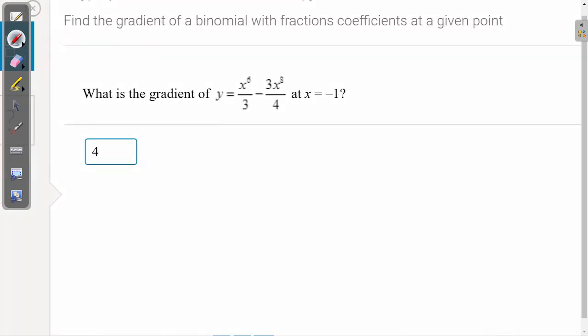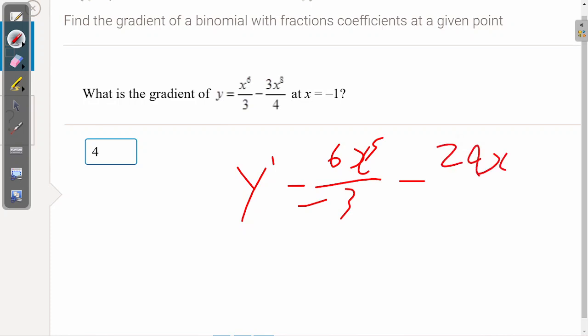Okay, it's the same thing as before. Y prime equals, move the 6 down, 6x to the power 5 over 3, minus, move the 8 down, 24x to the power 7 over 4.